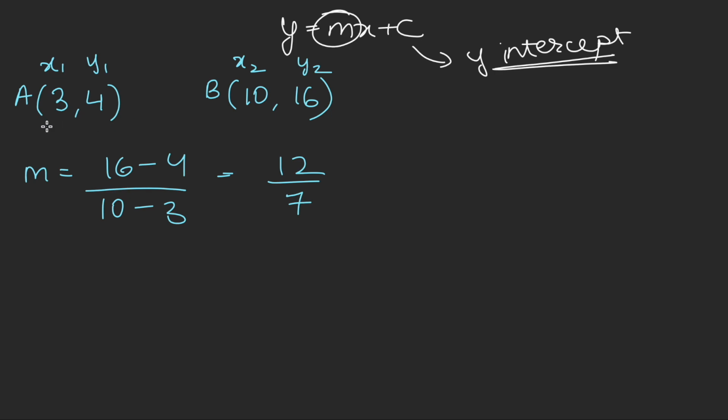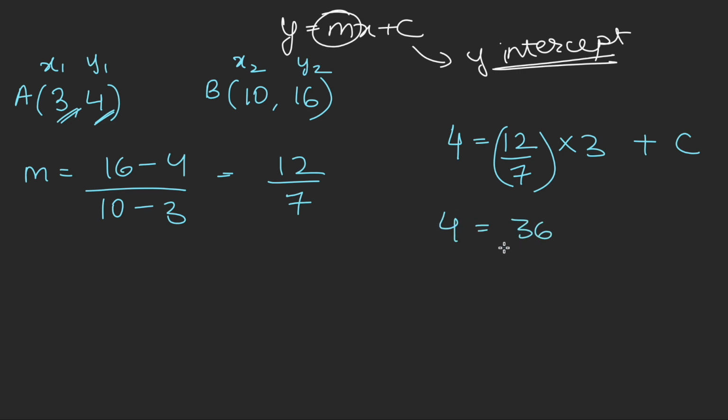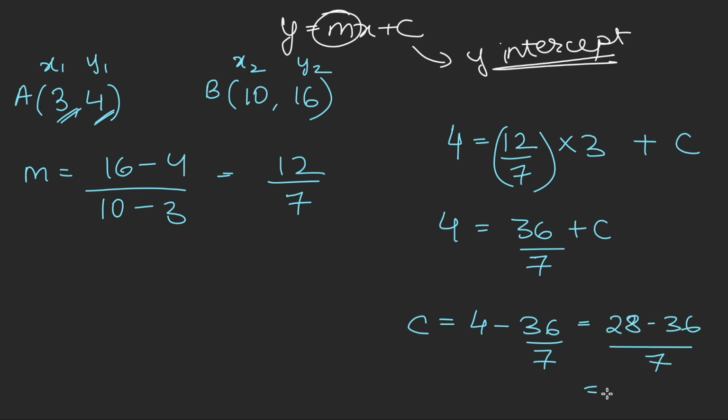Now, I am going to put any value of x and y of the same point into this equation. So, I can write this equation as 4 is equal to 12 by 7 into x, when y is equal to 4, what is my x? 3, into 3 plus c. So I get 4 is equal to 36 by 7 plus c. So c is equal to 4 minus 36 by 7, which is equal to 28 minus 36 by 7, equal to minus 8 by 7.